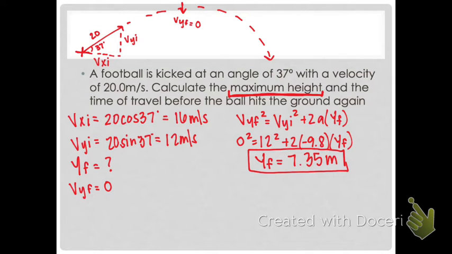The second part of our question asks, how long is it in the air? What's the time of travel before it hits the ground again? So if I want to solve for time, I've got to take a look at my equations and figure out what equation I have that would allow me to solve for time. Okay, so tell me, how would I use the first one? Because there is a way, but would that get me total time? Bingo, that'll give me the halfway.